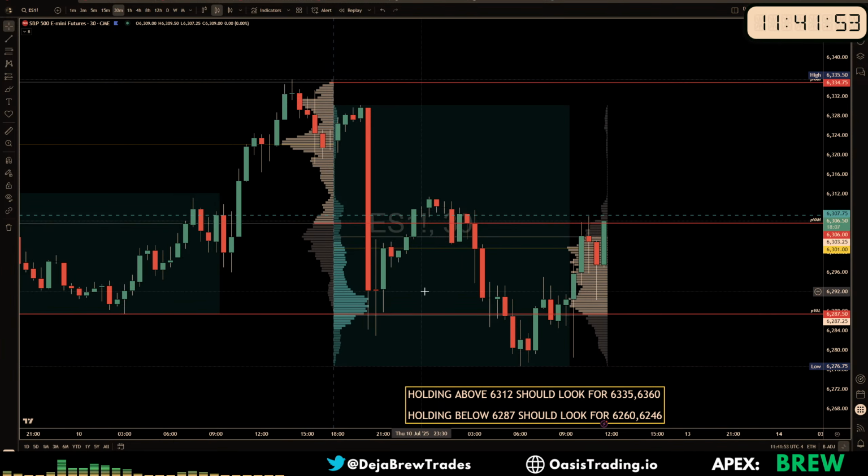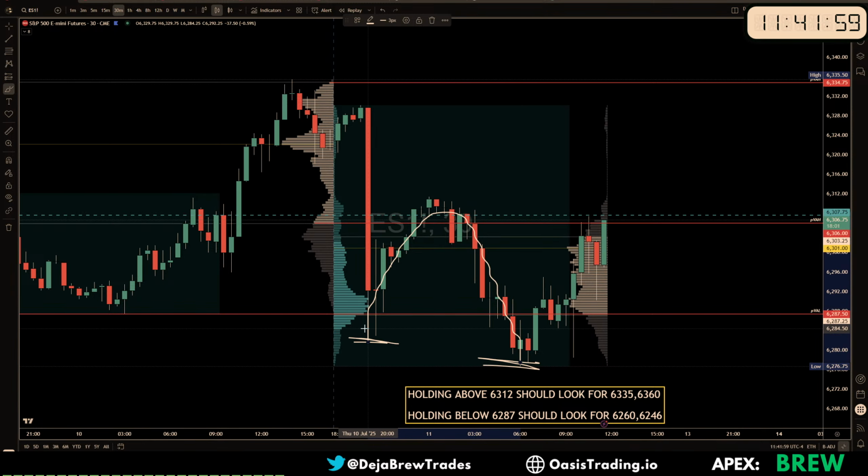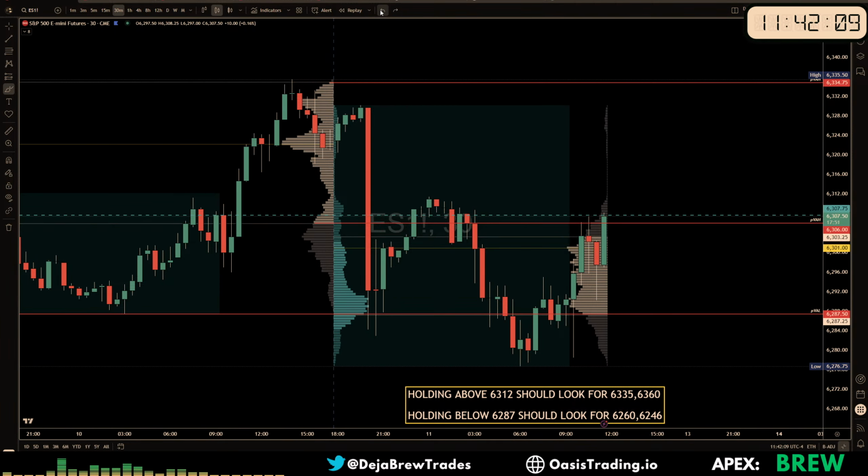You could say this is a disgusting bulldog. Definitely not really a textbook bulldog, but it's kind of there. There's the double bottom, which is not a double bottom. It's more of a sweep, pop up, and then there's the pullback. Like I said, it's not really a bulldog. If you wanted to fit it into that pattern, you could.